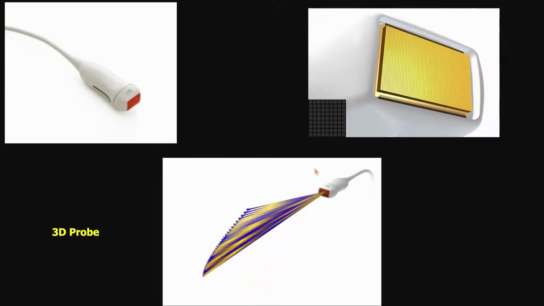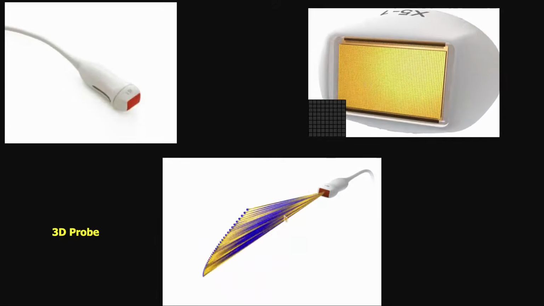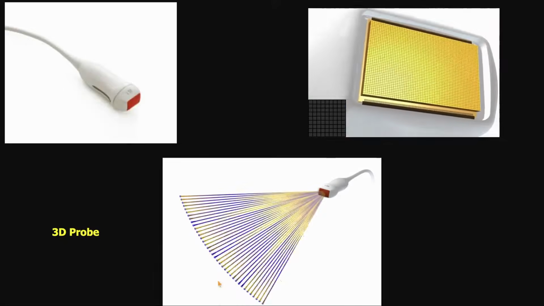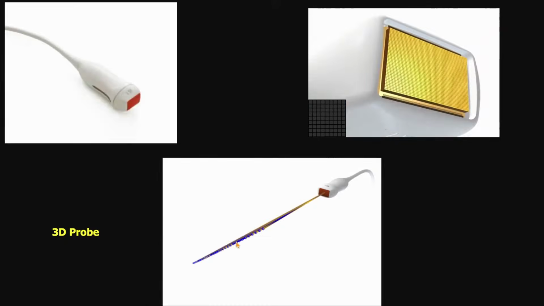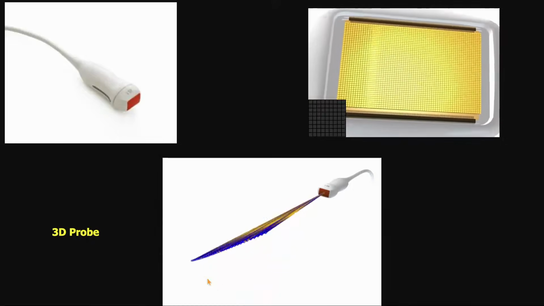And that's because a lot of engineering has happened. A lot of crystals are there, and you can see that it can rotate in whatever direction and give you images. That's the principle of it. A very, very basic picture of how the 3D probe works.